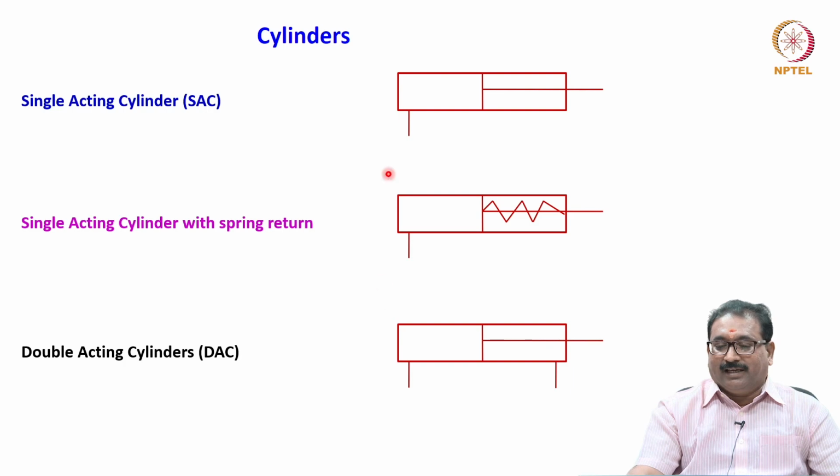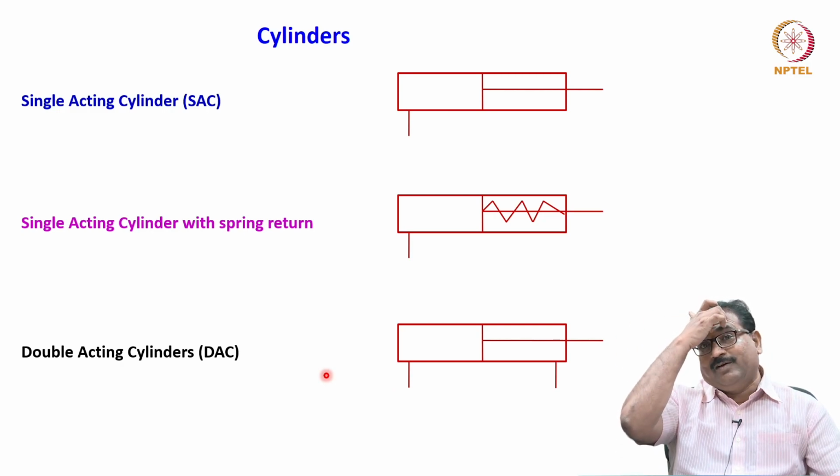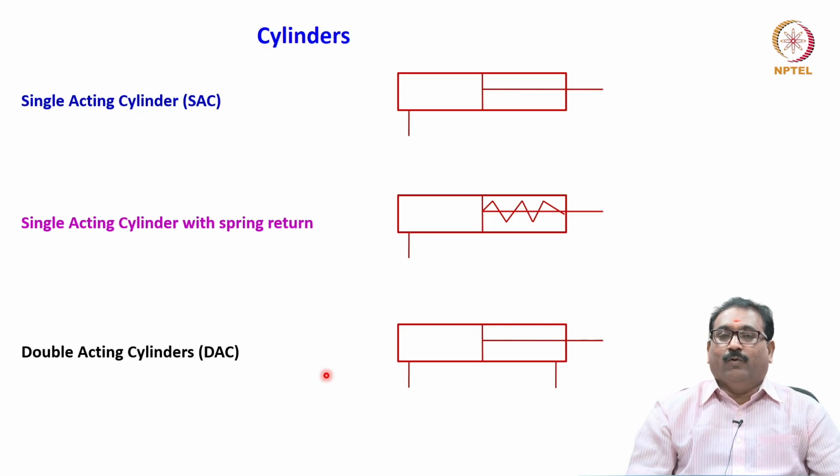Double acting cylinder, same you will see, friends, same. But what I did here, I put one more line here, meaning extension and retraction through the fluid. This line will matter whether it is a single acting cylinder or a double acting cylinder. Here you will see is a double acting cylinder. Meaning what is a double acting cylinder? Extension and retraction through the fluid flow.